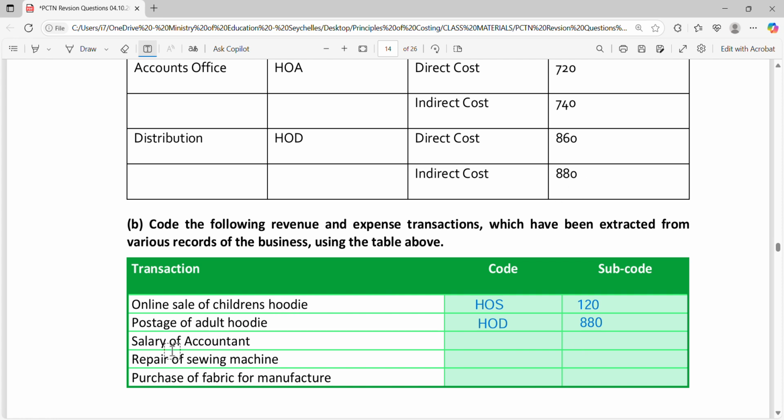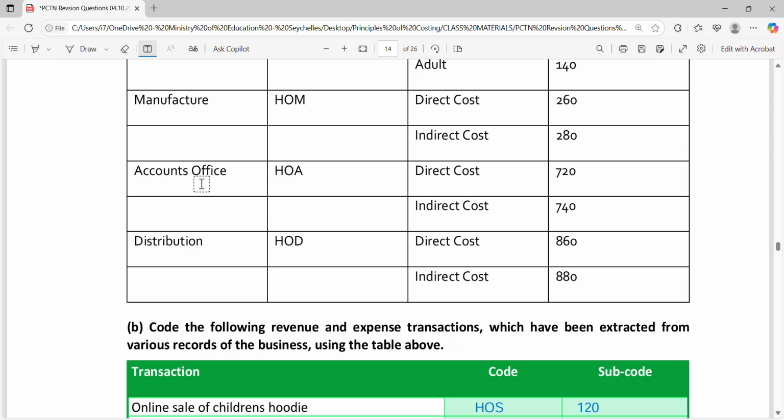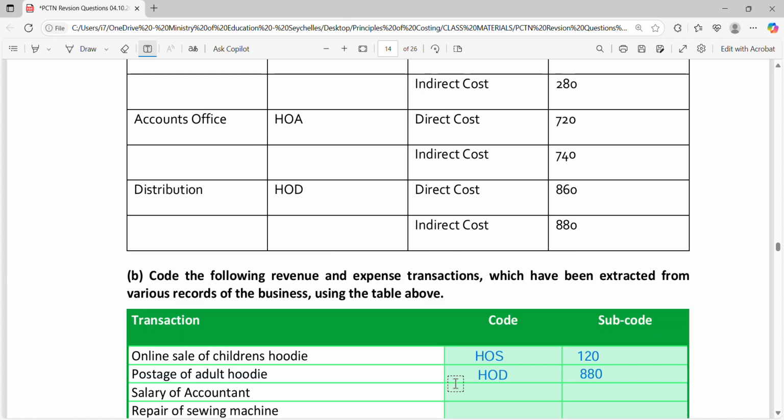Then the salary of an accountant. This would be in the accounts office. This would be HOA, and this is also an indirect cost. The accountant is not directly involved with the manufacture of the product. So that is an indirect cost.